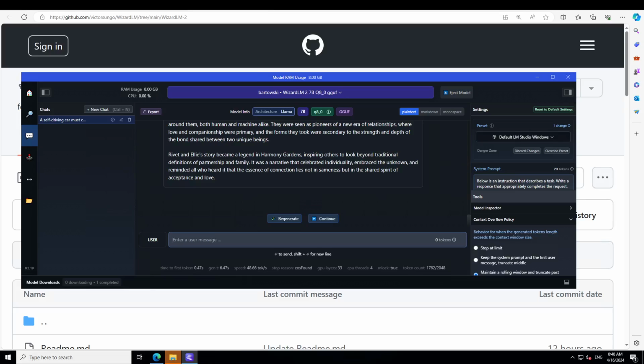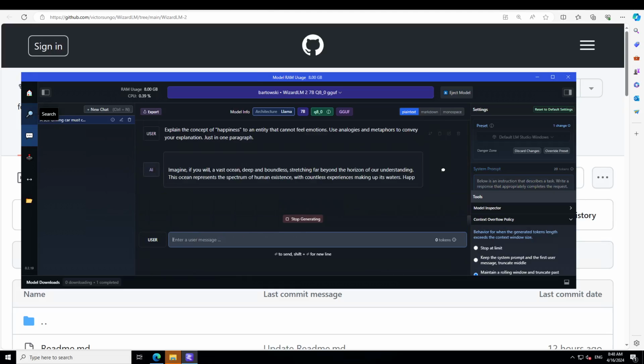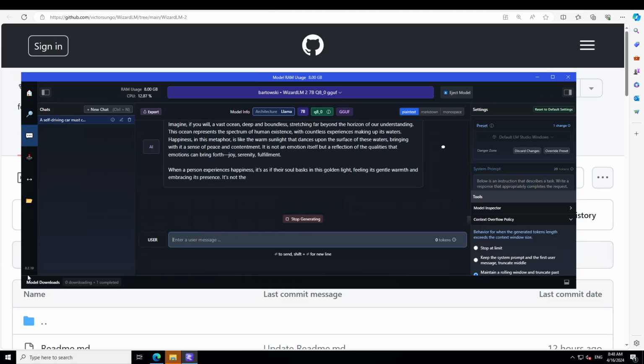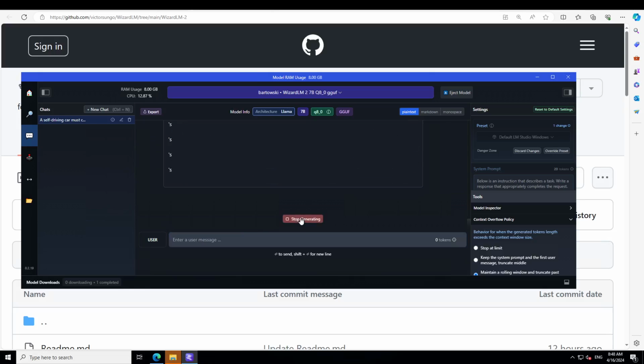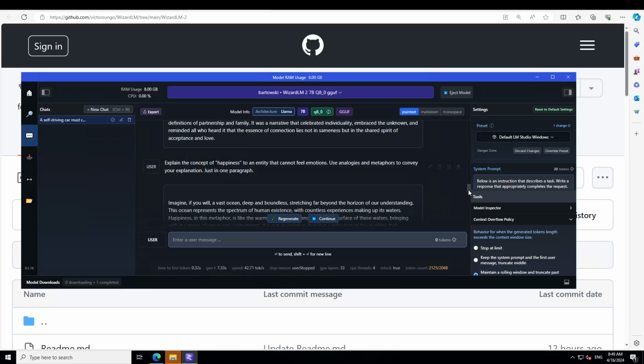I'm going to ask it to explain the concept of happiness, just in one paragraph. Let's see. No, it is not accepting the one paragraph. I'll just stop it and see what happens. Maybe it is due to the quantization.